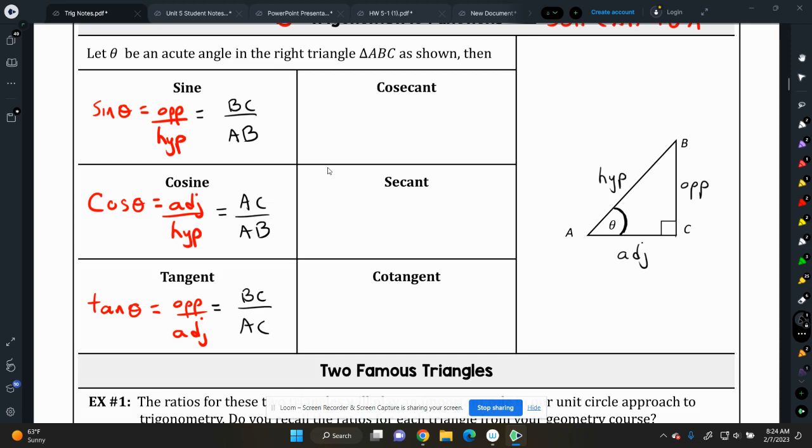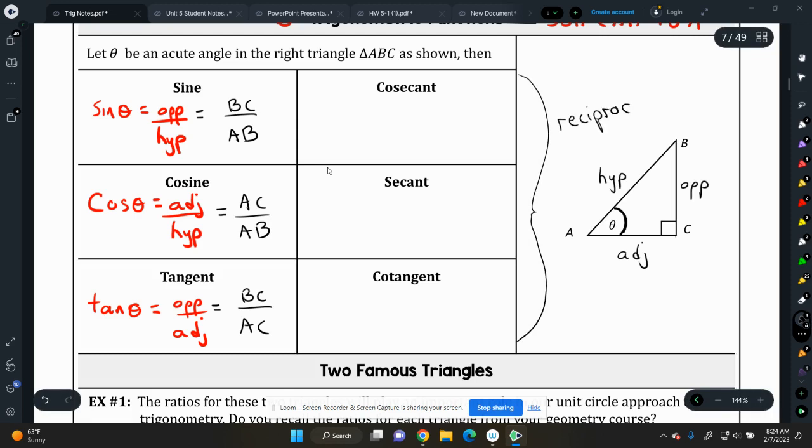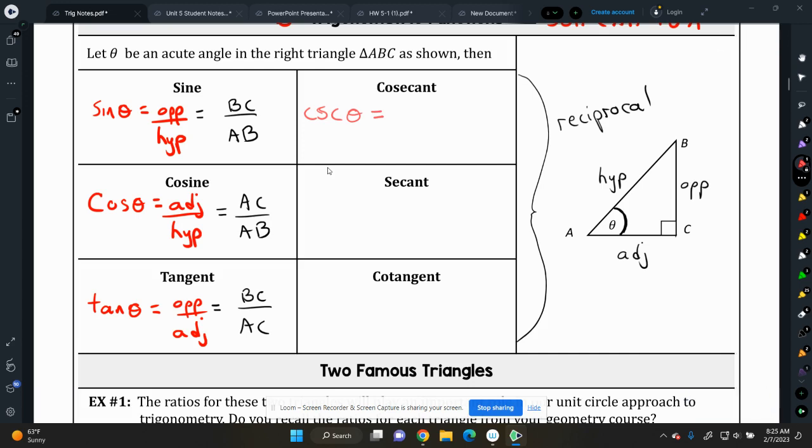Cosecant, secant, and cotangent. These are our reciprocal functions. Okay. So unfortunately, I don't know why, because it would be really nice if the cosecant went along with the cosine, but it doesn't. Sine and cosecant are reciprocals. So cosecant is abbreviated CSC, cosecant of the angle. So cosecant theta equals, we're just going to flip the sine. So this will be AB over BC.